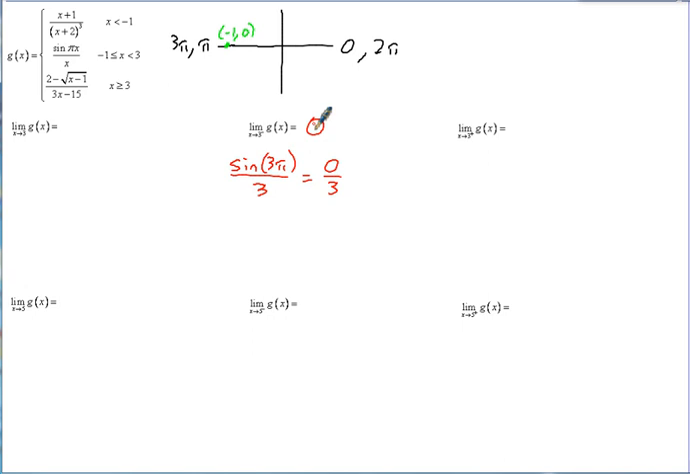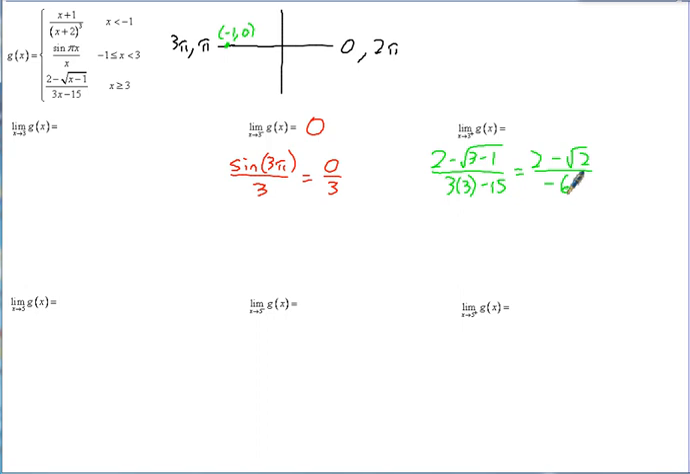Then as x approaches 3 from the right, or to the right of 3, you would use the last piece where x is greater than 3. So if you substitute 3 into that piece, you get 2 minus the square root of 3 minus 1, over 3 times 3 minus 15. 2 minus the square root of 2 over 9 minus 15, which is negative 6.